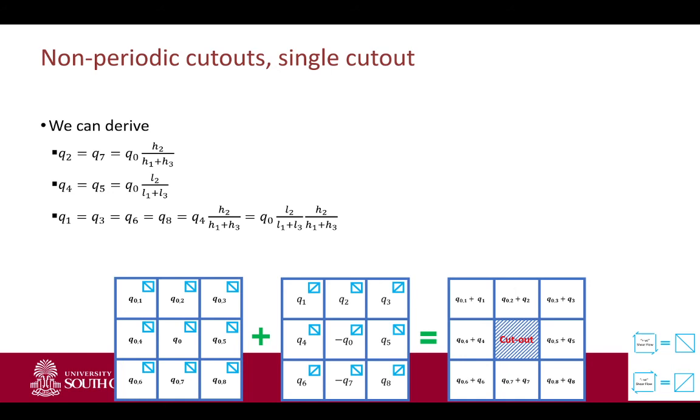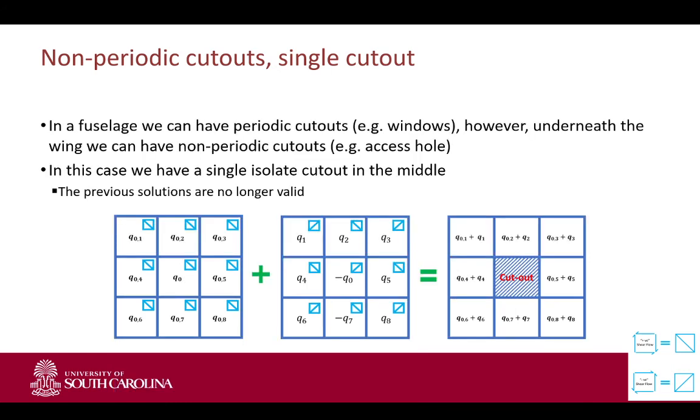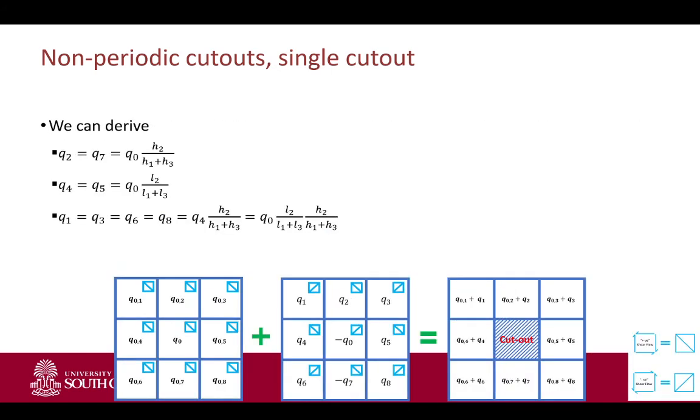say 2 plus... the dimensions are missing, but assume that the heights of the panels are H1, H2, and H3 going from up to down, and the lengths are L1, L2, and L3. So we can get that Q0 times the height over height 1 plus height 3, and we get a value for Q4 and Q5, and then we get a value for Q1, 3, 6, and 8 all being equal, again based on symmetry.